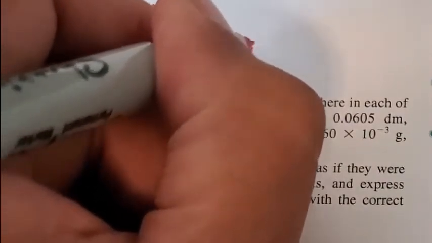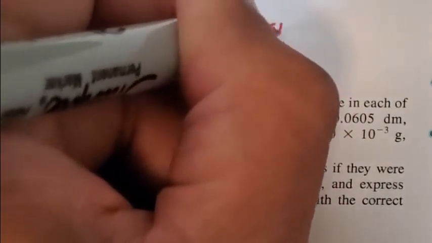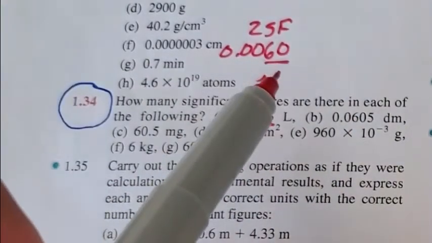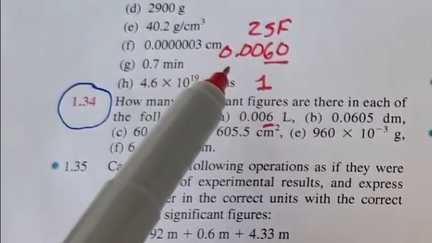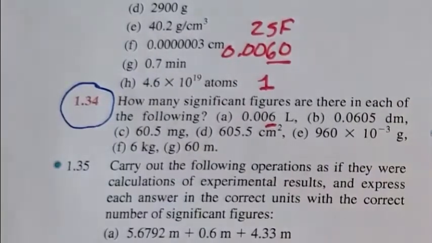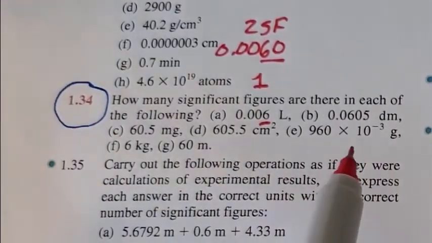As an example, let me modify this. If I have 0.0060, that's 2 sig figs. Any 0 to the right of a real number and to the right of the decimal is considered significant.